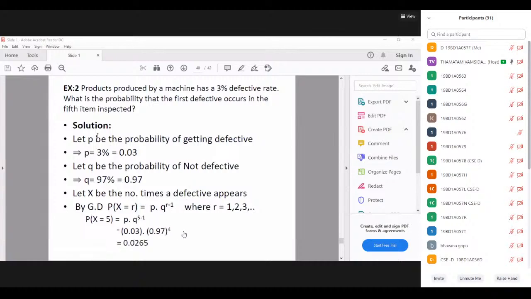Here, all of you see that solution. Let small p be the probability of getting a defective item, or the defective rate. This small p is equal to 3%, that is 0.03. Let small q equal 1 minus small p. You get small q equal to 0.97.